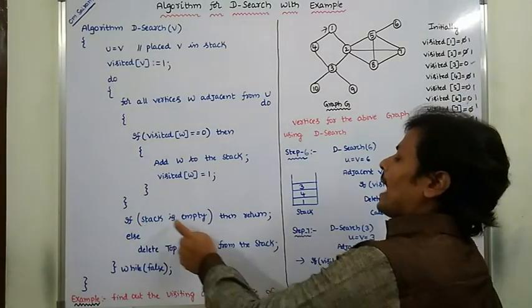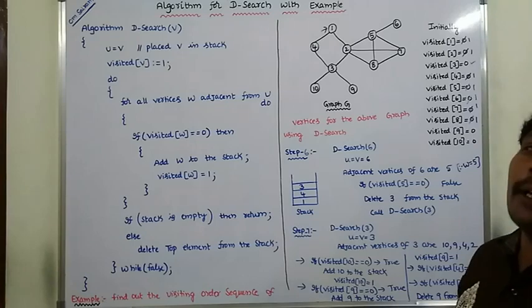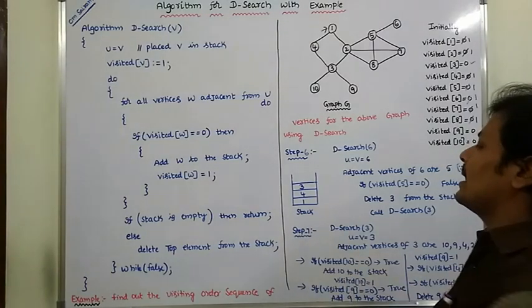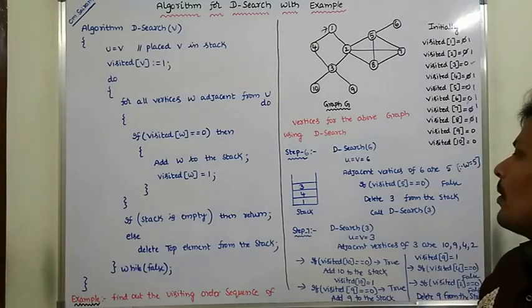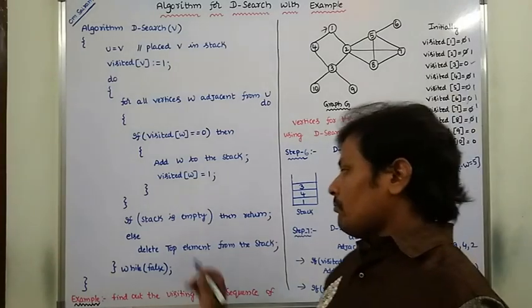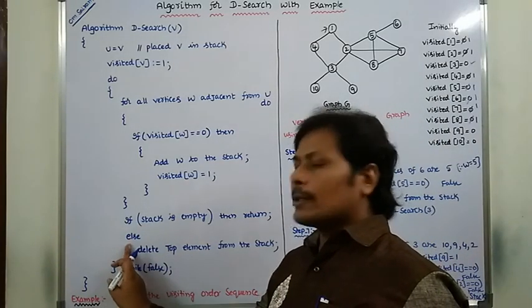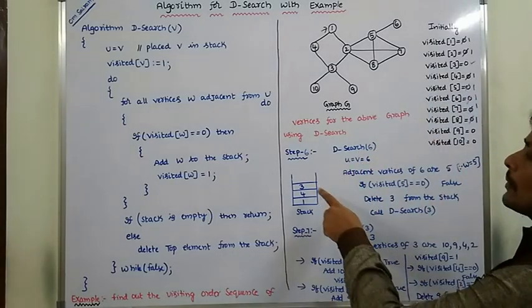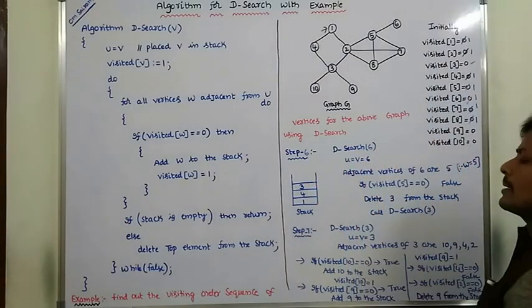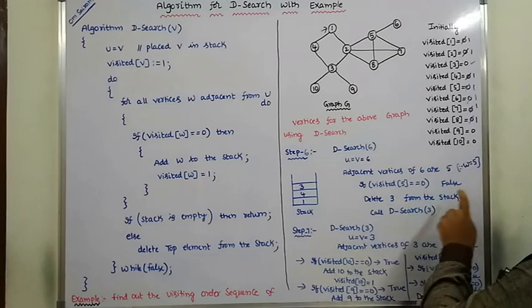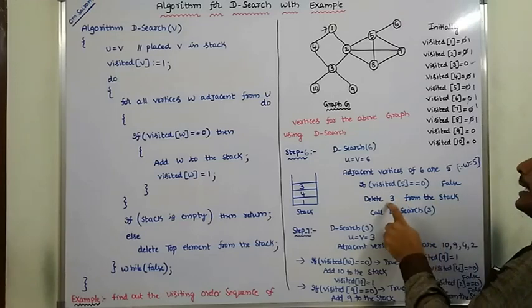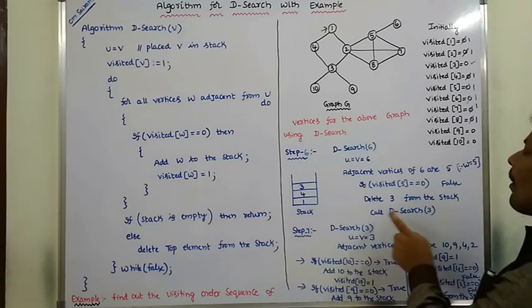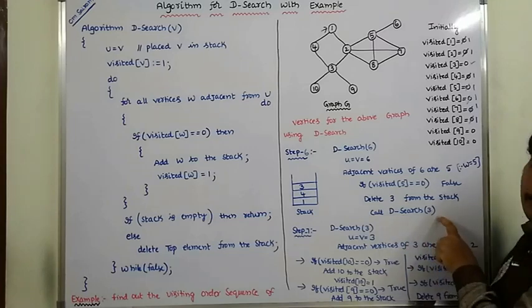This is if stack is empty, stack is not empty. Stack contains the elements 1, 4, 3. Okay. So now this condition is false, goes to the else part. Delete top element from the stack. The top element in the stack is 3. So delete 3 from the stack. Now the deleted element is 3. Now next call dsearch of 3.